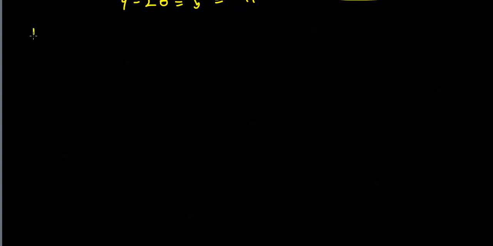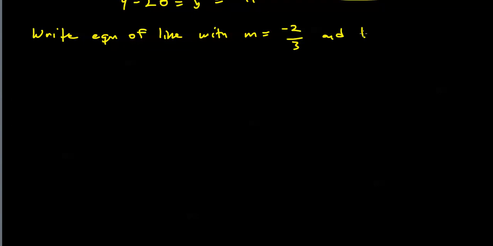Another one. Write equation of line. Remember, that's the title of this section, writing equations of lines. Write equation of line with a slope of -2/3 and through a known point. Similar to the last problem, but a little more difficult.